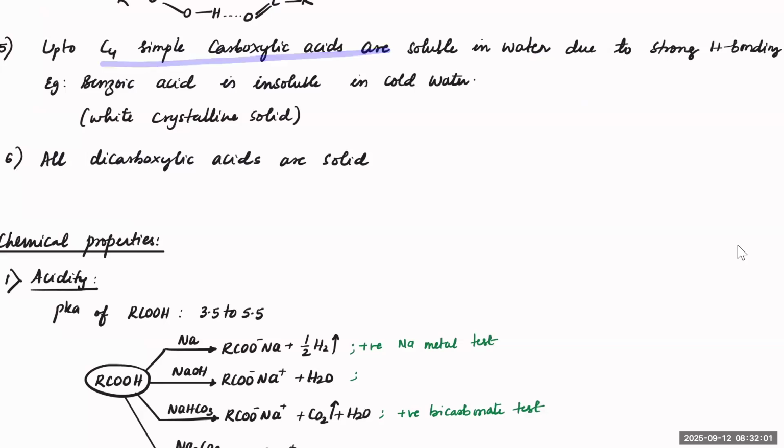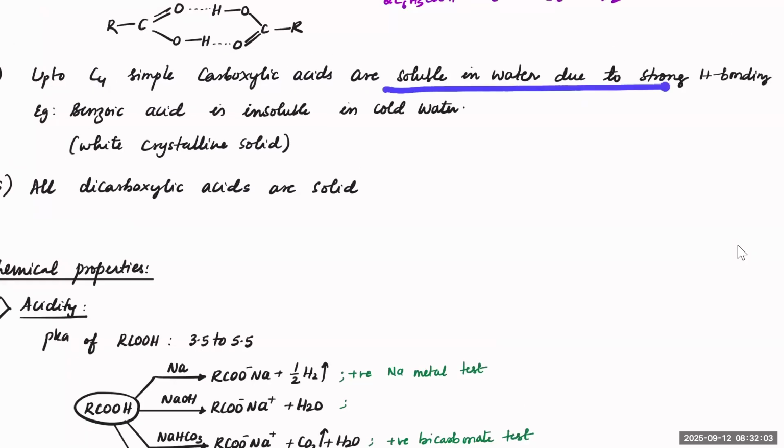Up to C4, simple acids are soluble in water due to strong hydrogen bonding. But as it comes to benzoic acid or larger alkyl group carboxylic acids, they remain insoluble, especially in cold water. All dicarboxylic acids are solids, right from oxalic acid onwards. They usually exist in solid form.